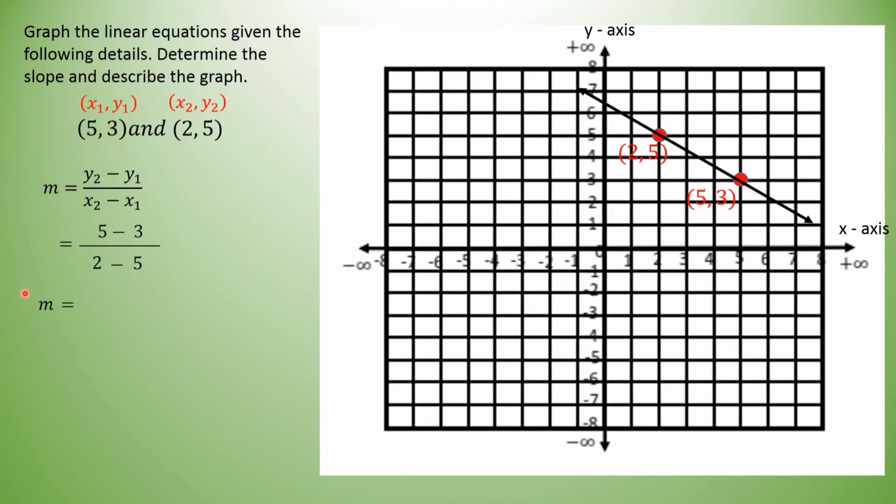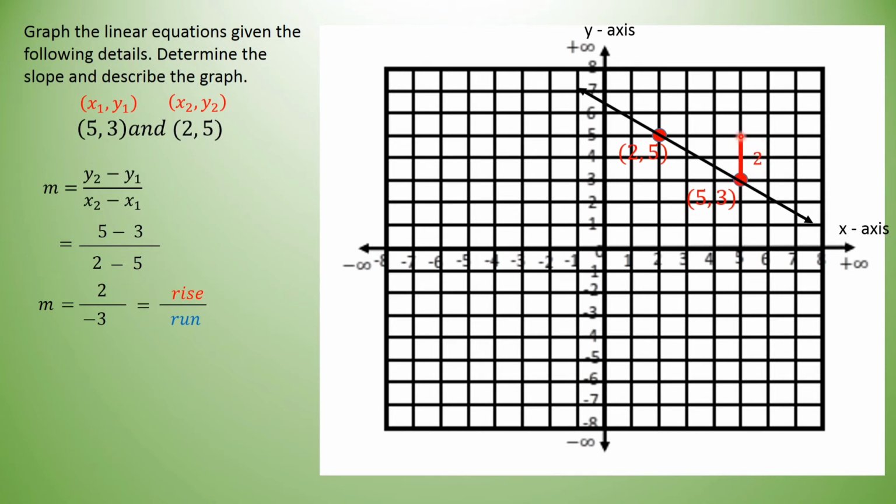Our slope is equal to 5 minus 3 equals 2 over 2 minus 5 equals negative 3. So, again, the slope is equal to rise over run. So, pakita lang natin na ang ating slope is equal to 2 over negative 3. So, from the point 5, 3, rise tayo 2 steps. So, 1, 2. So, we have here 2 steps.